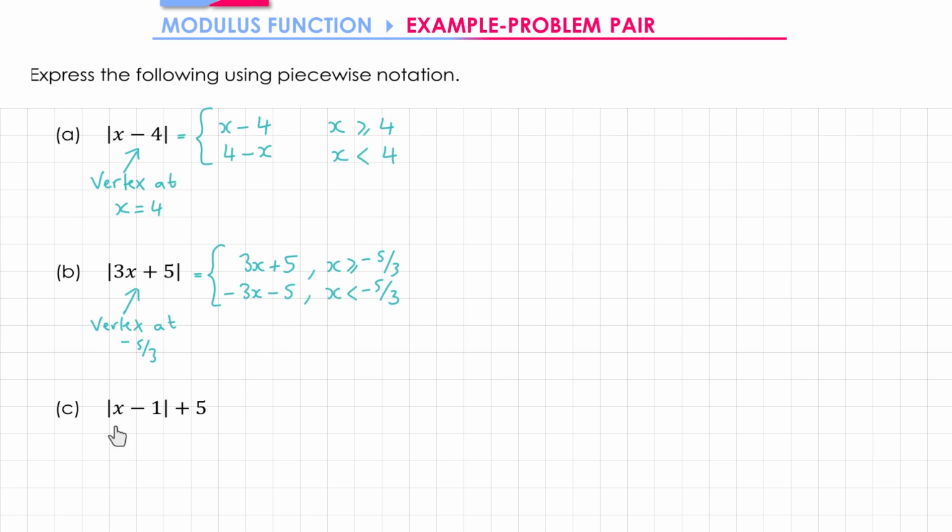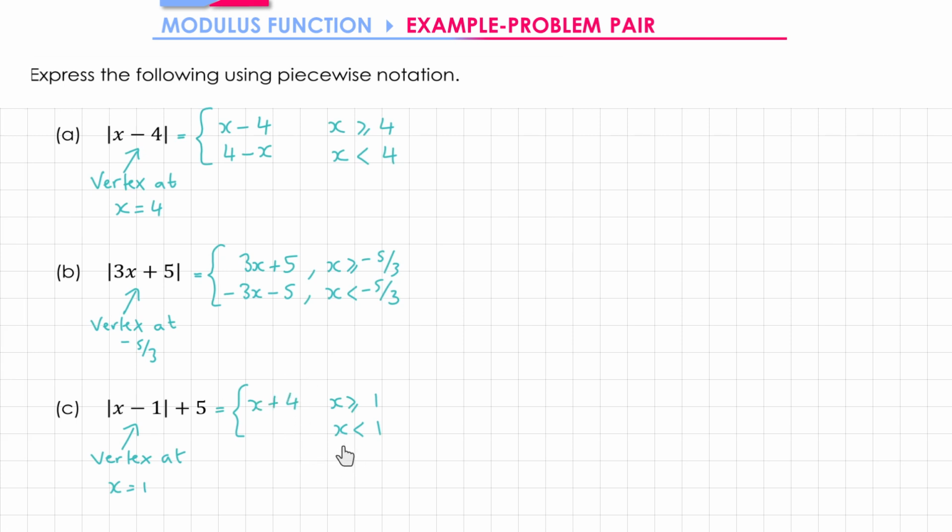Finally, in part C we have mod of x minus 1 and then separately plus 5. The vertex is only related to the modulus part, so here we have a vertex at x equals 1. So our two intervals are x is bigger than or equal to 1, or x is less than 1. When x is bigger than or equal to 1, inside the brackets is positive, so the modulus function has no effect. Therefore we have x minus 1 plus 5. That gives us x plus 4.